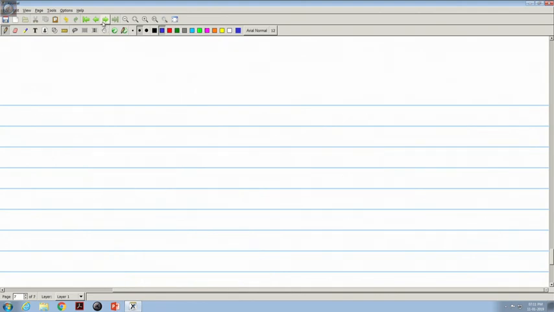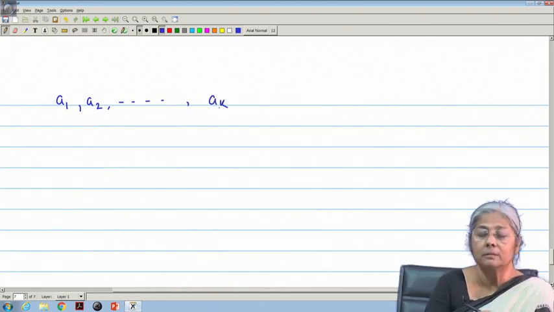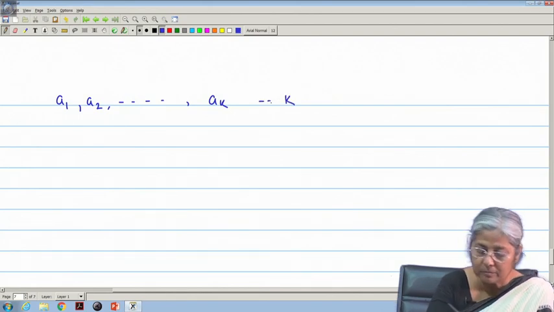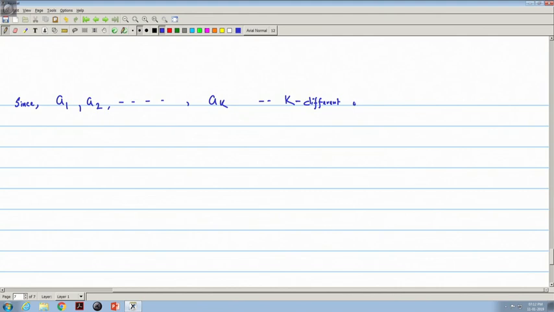Then say I have k different types. Now let us first choose the A1 objects. Since I have A1, A2, up to AK, these are the objects we have, k different objects. Then A1 is with n1 repetition.